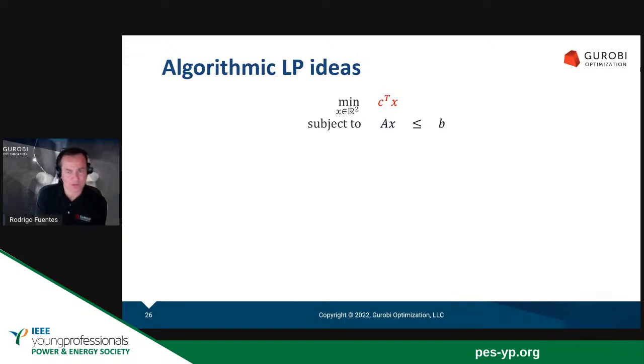We have two methods to solve linear programming problems. One method is the simplex method, which is very known, and the other one, which nowadays is also very known, but it came a little later, is the barrier or interior point method. So I'll explain how each of them work.